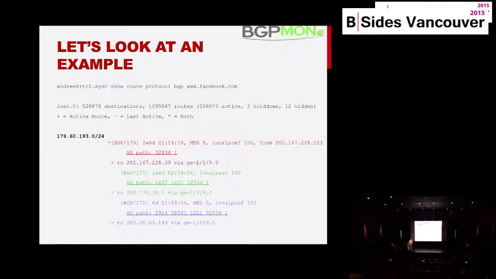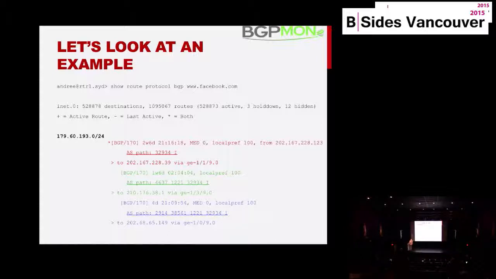And then the last one starts with 2914, that's NTT. NTT sends it to NTT Australia, which sends it to Telstra, which then sends it to Facebook. Anyway, so this shows you that the router has multiple options, and it determines its path based on the AS path length by default.